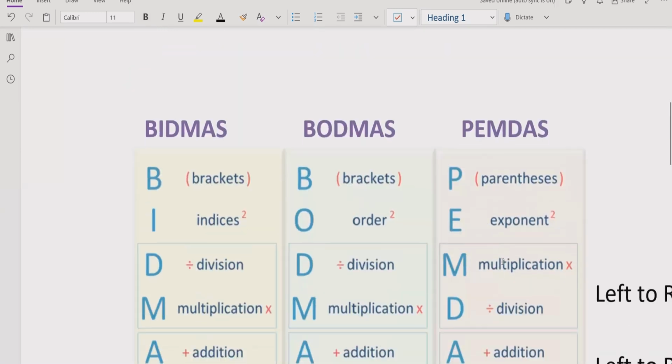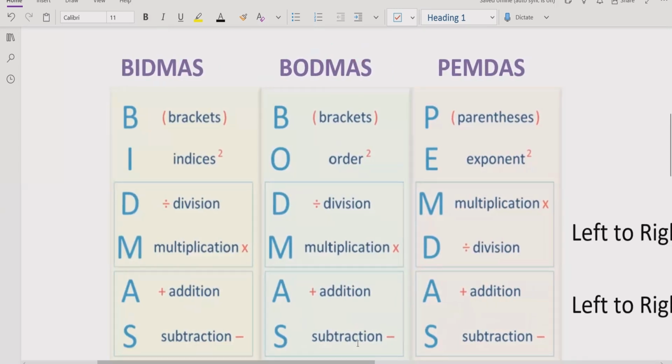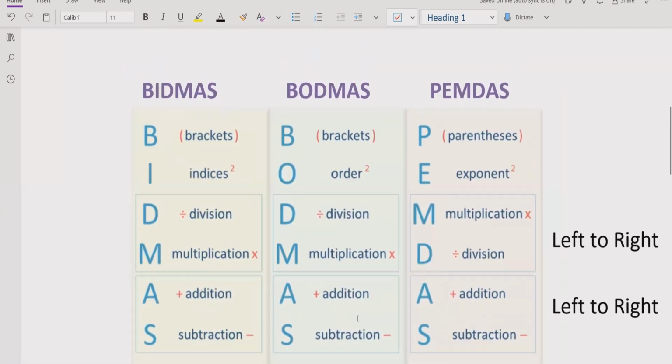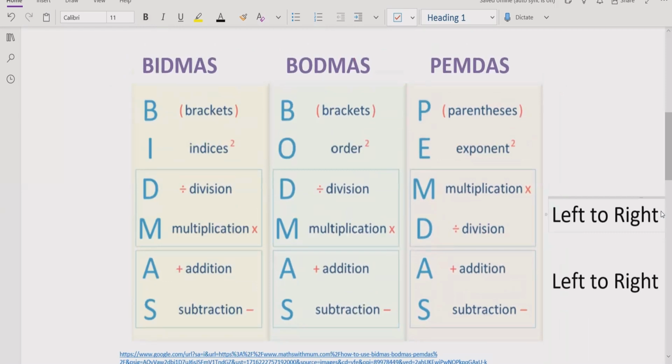Now, let's recall how we can solve these expressions. Basically, we have three rules: one is BEDMAS, another is BODMAS, and the third is PEMDAS. These rules are similar, and if you use any of them, you get the correct answer. They differ only because they are used in different regions. Here is the meaning of these rules.